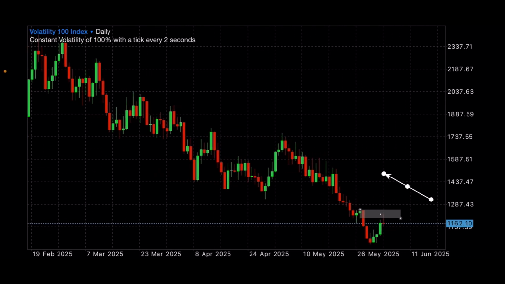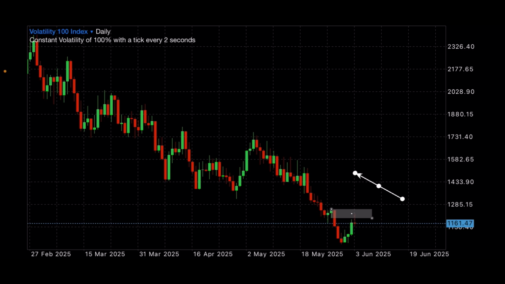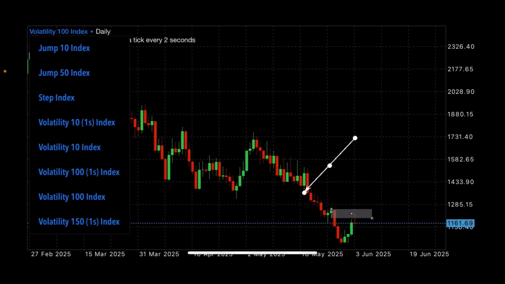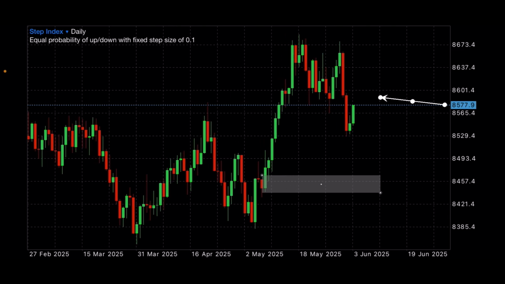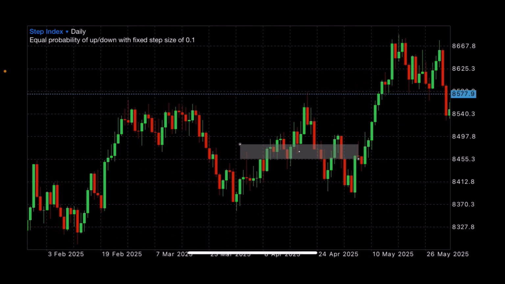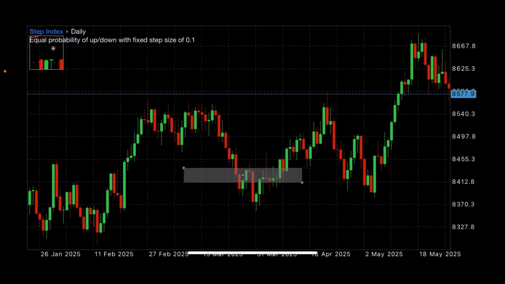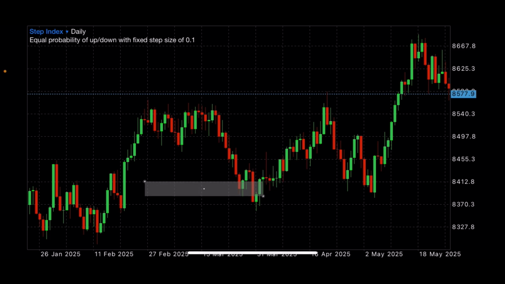I think we need to head to another instrument so I can give you guys an example of the demand zone. What we just talked about right now is the supply zone. So let's head into the step index charts. Yeah, I can spot a good example right here.